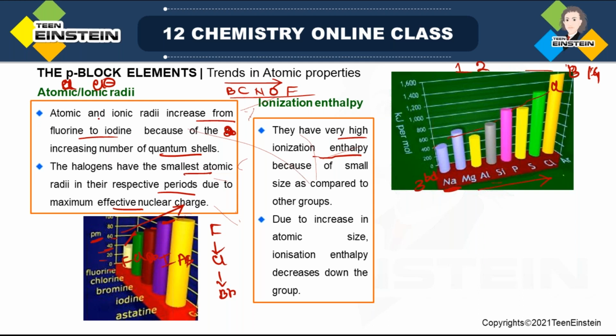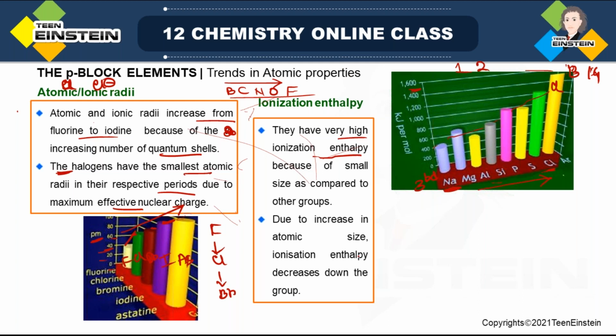Remember what we have mentioned in the second point of atomic radii, ionic radii: halogens have the smallest atomic radii in their respective period. So in the third period, Cl will have the lowest size. That is why you cannot remove the outermost electron very easily, because the electron is very close to the nucleus. So you have to provide more energy. See here, the value is around 1600 kilojoule per mole.